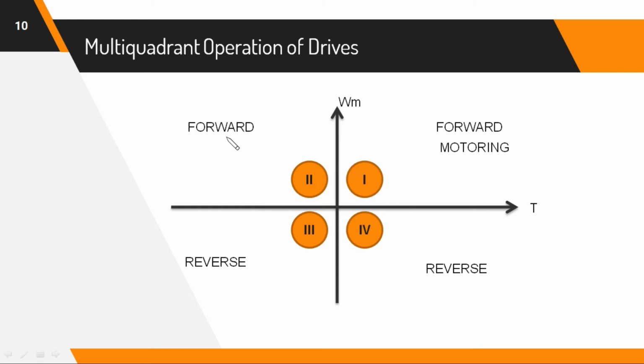For the second quadrant, omega m is positive but T will be negative, therefore the power developed will be negative, and that's why this quadrant will be a braking quadrant.